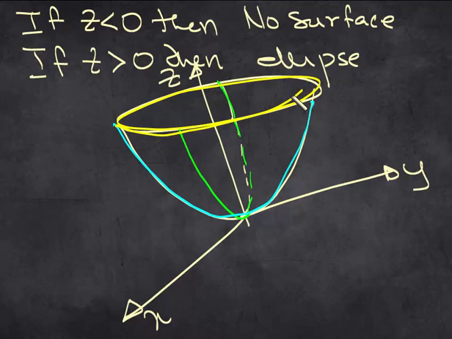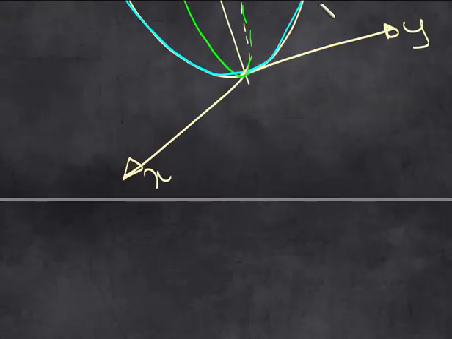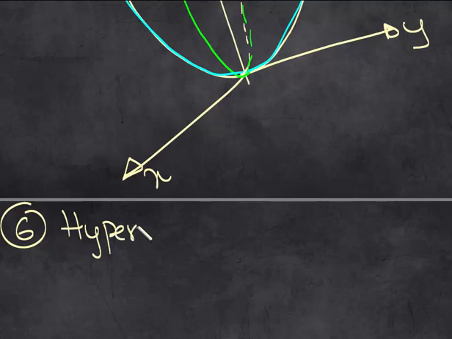Are you okay with that? So it's just a bowl. Okay. And then the last one is hyperbolic paraboloid.